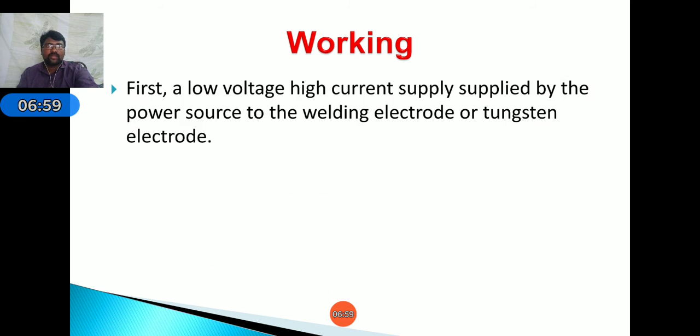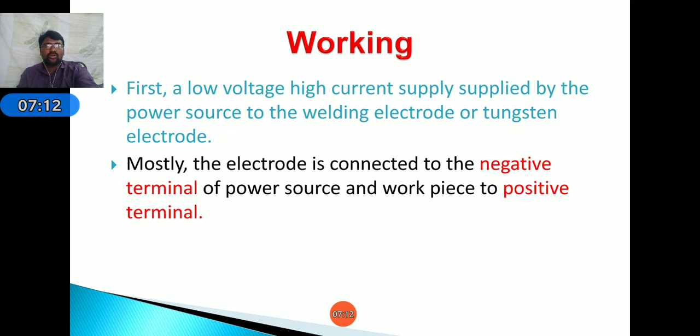Next, coming to the working of the TIG welding process. First, a low voltage and high current is supplied by the power source to the welding electrode, or tungsten electrode. In that, a small amount of arc will be generated. Mostly the electrode is connected to the negative terminal of the power source and the work is connected to the positive terminal. In this case, more heat will be developed at the workpiece.